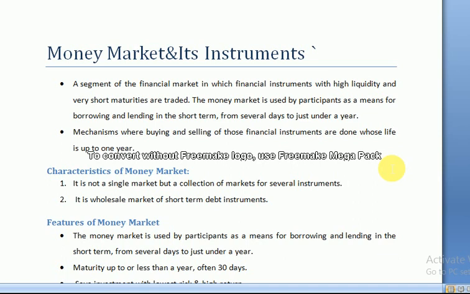The second characteristic of the money market is that it is a wholesale market of short-term debt instruments. Look, wholesale market means that a single security will not be traded, like if you want to buy only one commercial paper. No, this is a wholesale market. The trading should take place on a lump sum quantity, a huge quantity. Buying and selling will take place.